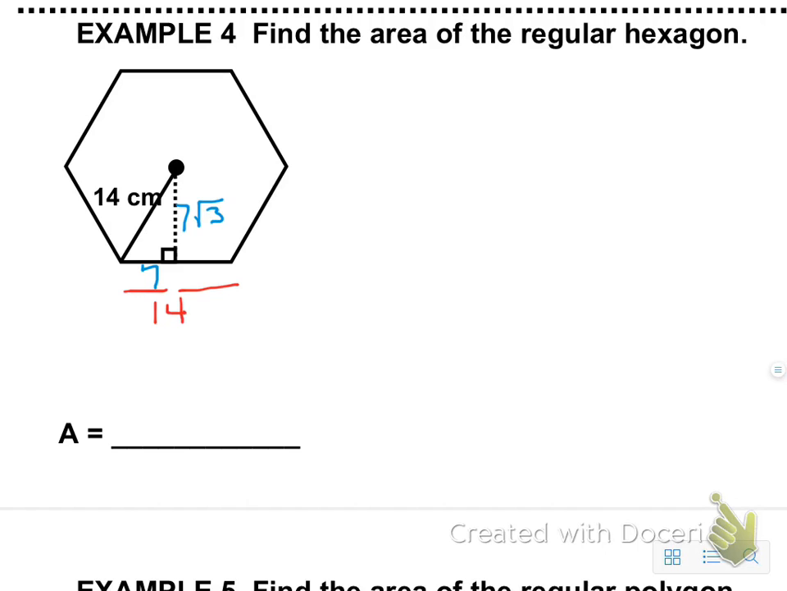So the question is, is the radius of a regular hexagon going to be the same as the side length? So if we do other examples, hopefully that'll work out. And then you can tell me tomorrow in class.